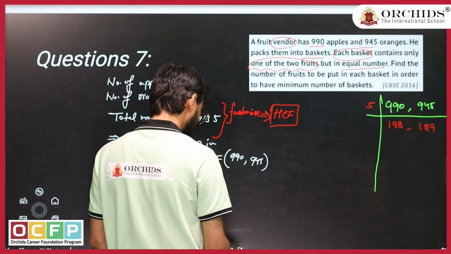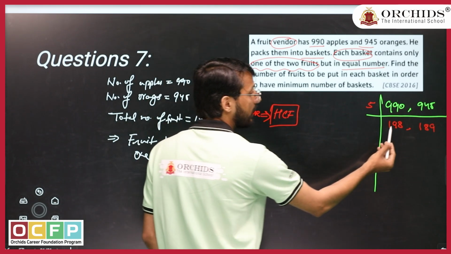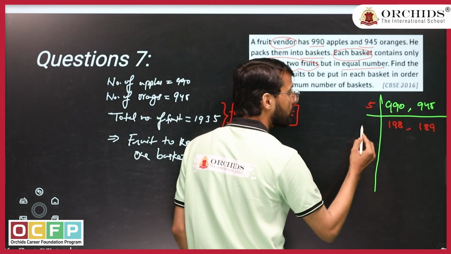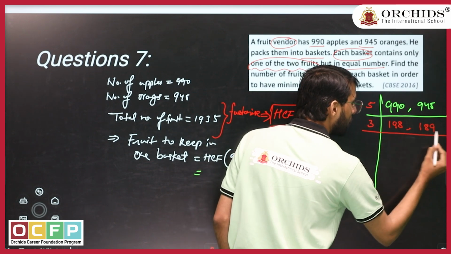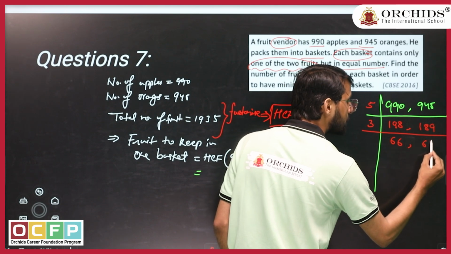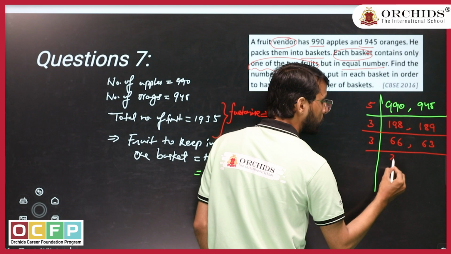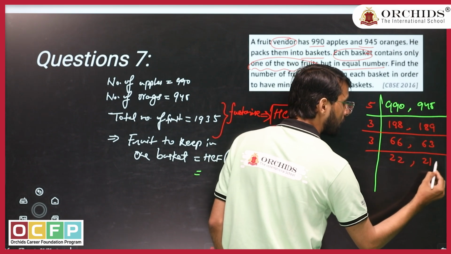Now, by which number should I go? This time, 8 plus 1 is 9, 8 plus 1 is 9. It means we can go with 3. So 3 6s are 18, 3 3s are 9. Again we can go with 3 only. 3 2s are 6, 3 1s are 3.